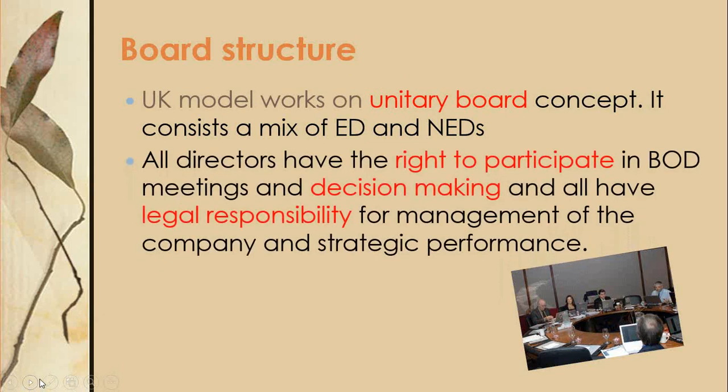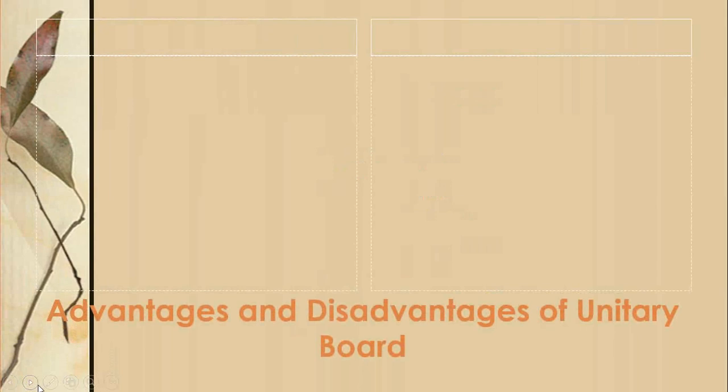So all the directors have the right to participate in board meetings and decision making, and all have legal responsibility for management of the company and strategic performance. So whether you are a NED or an ED, it doesn't matter. You are responsible for any decisions that are taken by the company. So that's what we call the unitary structure. Then I want to discuss some advantages and disadvantages of the unitary board, because we are going to look at two other boards, what we call a two-tier board and a three-tier board.